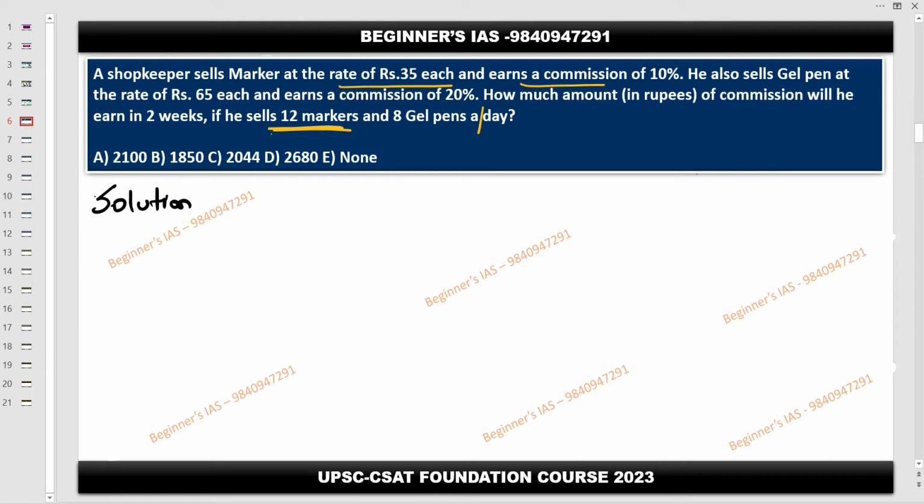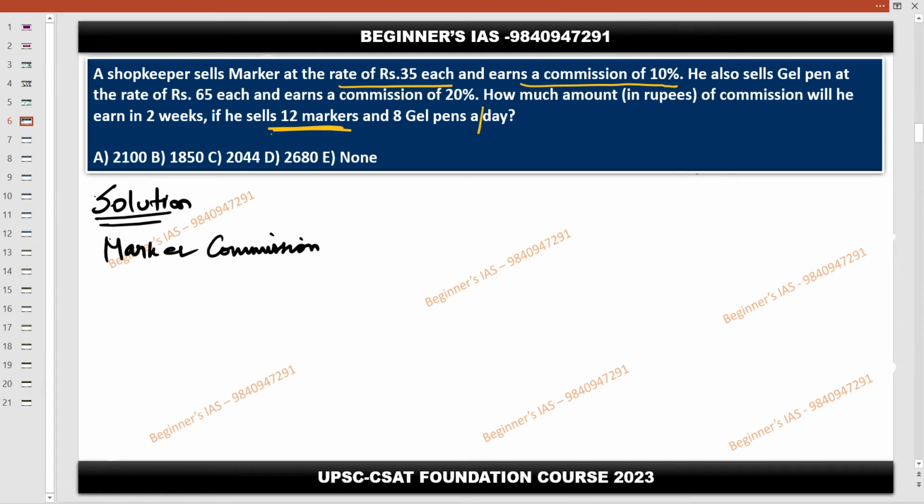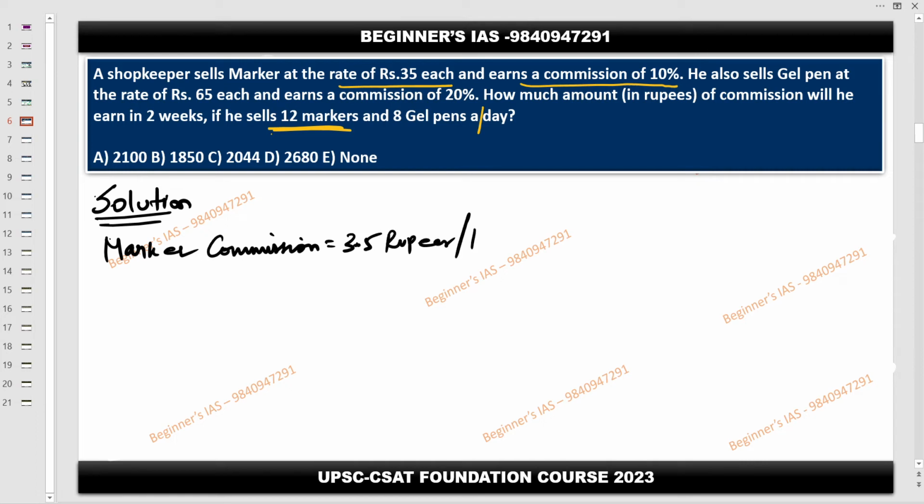So now commission 10% for each. So for a single marker he is getting 3.5 rupees. Yes or no? Yes, sir. Marker commission. Let me write here. Marker commission is equal to 3.5 rupees per marker.